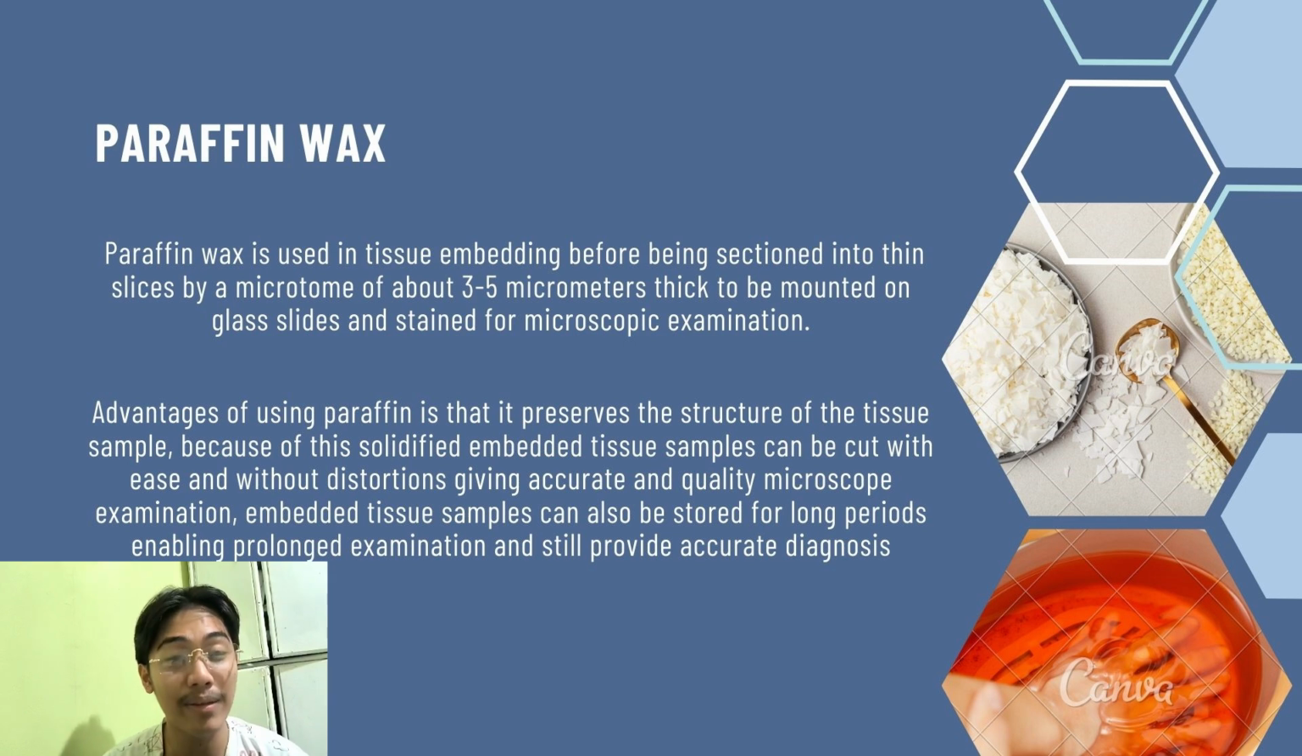Lastly, we have the paraffin wax. Paraffin wax is an essential component in the histopathology laboratory, as it is used in tissue embedding before being sectioned into thin slices by a microtome of about 3 to 5 micrometers thick, to be mounted on glass slides and stained for microscopic examination. Advantages of using paraffin is that it preserves the structure of the tissue sample.